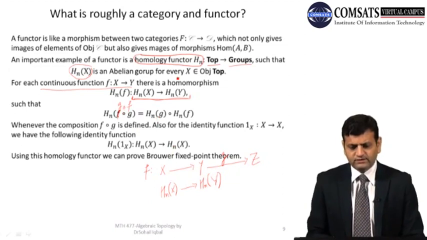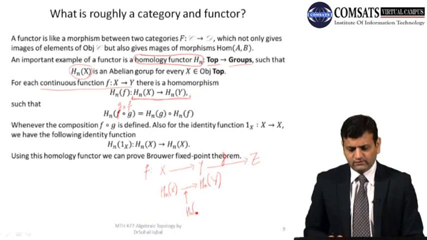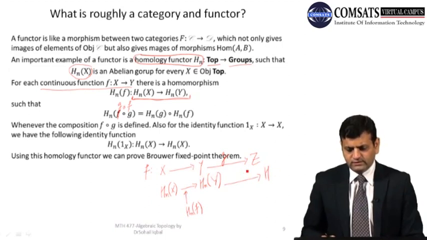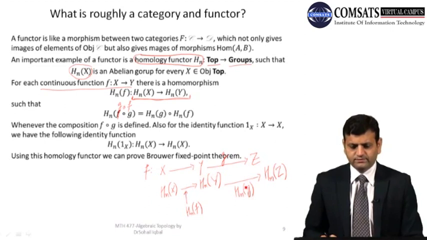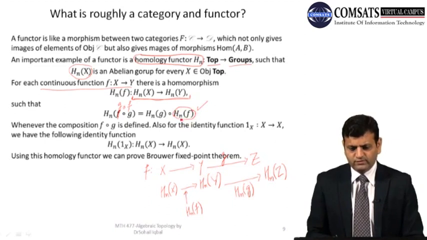Then what does this homology functor do with the composition? As we have seen, it takes X to Hn(X), Y to Hn(Y), and f to Hn(f). And similarly for g, it will take g to Hn(g), and it will take Z to this abelian group Hn(Z). So we can see that we will first compose this homomorphism with this homomorphism. That's how it gives me images of the composition.